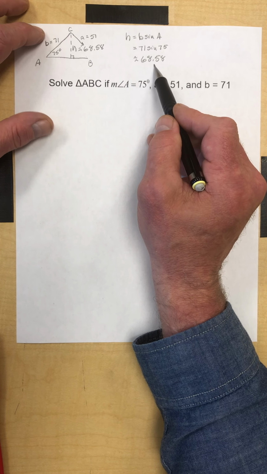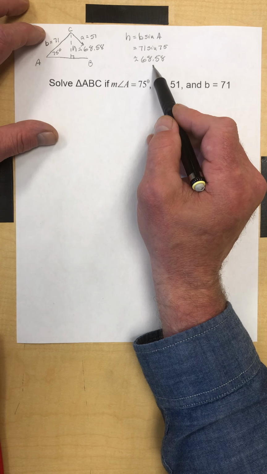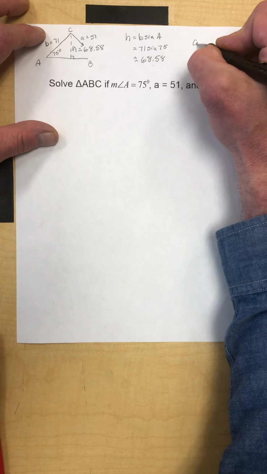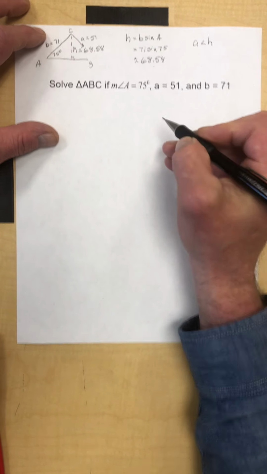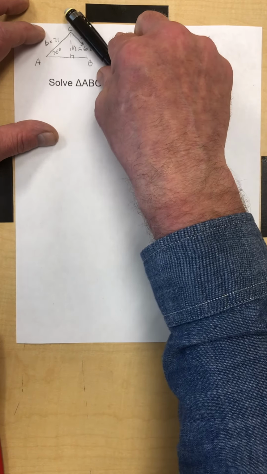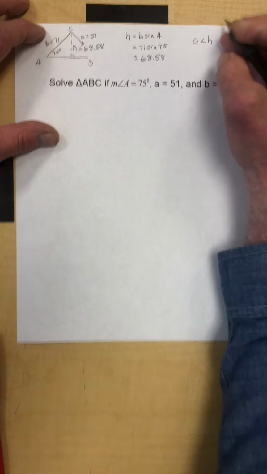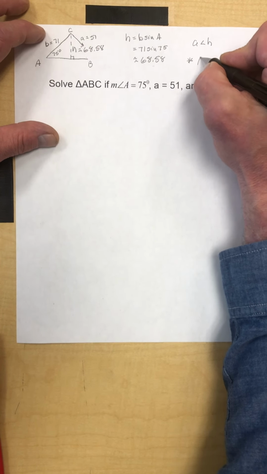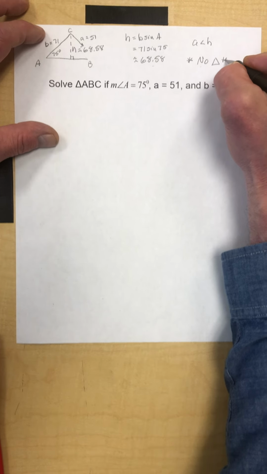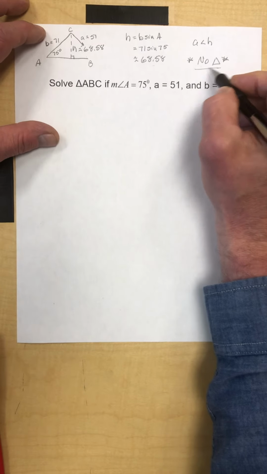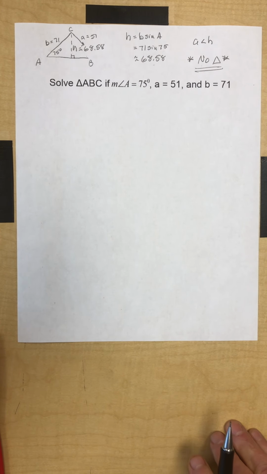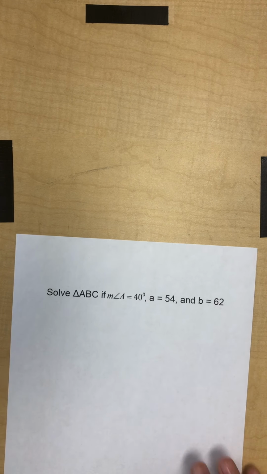And notice again, we get the height is greater than A. So A is less than H. That means that A cannot even swing down and form a triangle. So once again, we get no triangle. Just like the last one, there's nothing to solve, because you can't form a triangle. That's sort of anticlimactic. Let's see if we can get another one in. Those two are certainly pretty easy.